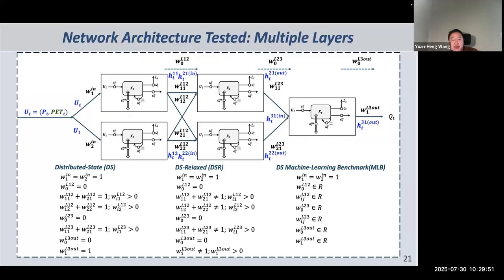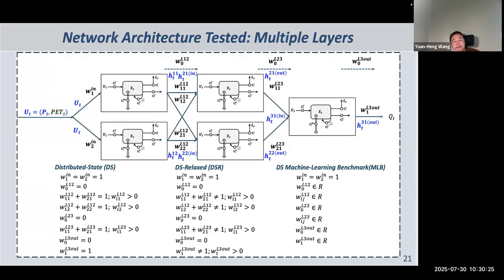Okay, so up till now, what I have shown is just the single layer case. But in the paper, I also tried more than one layer. And for this multi-layer case, I only focus on the distributed state case network, otherwise there are too many experiments. So here is a three-layer network example with two nodes in the first layer, another two nodes in the second layer, and one node in the third layer. According to the weights and bias values used between layers, we can have three cases in total.